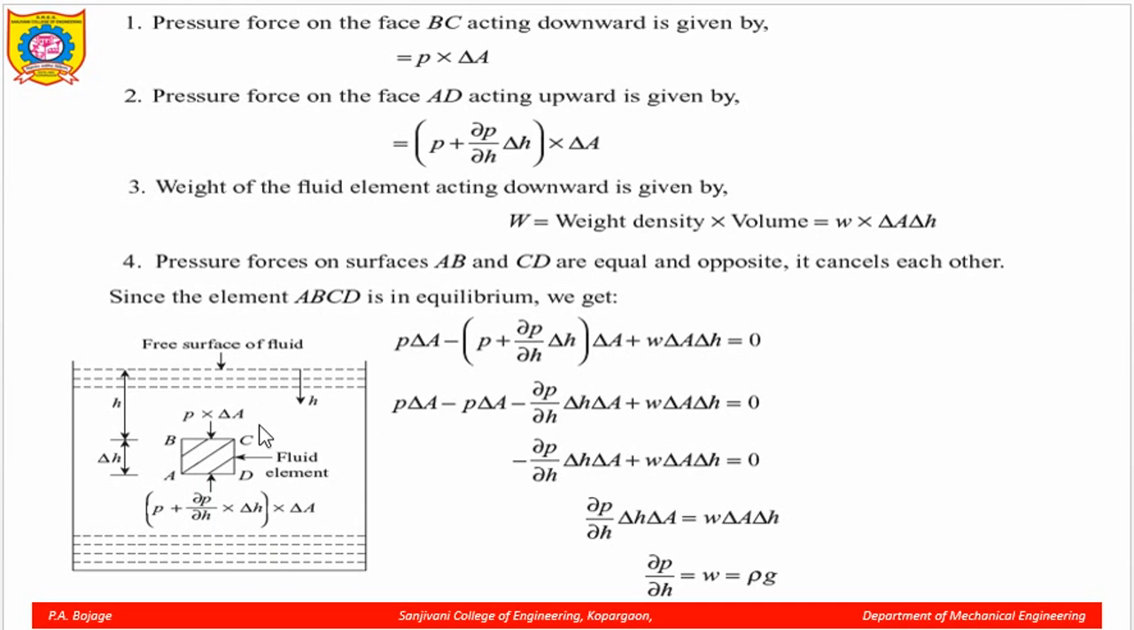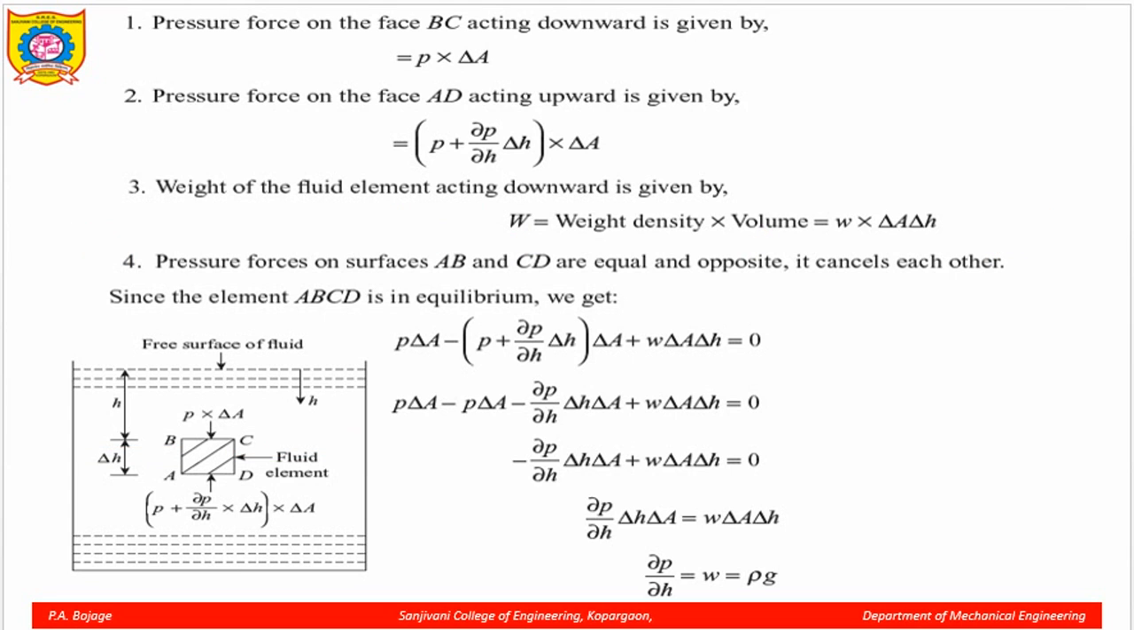Now, two more forces are acting. The force acting on side CD and the force acting on side AB are neutralizing each other. Those forces are the same, so we are not going to consider them. As mentioned here, the pressure forces on the surfaces AB and CD are equal and opposite, and they cancel each other, as I told you.